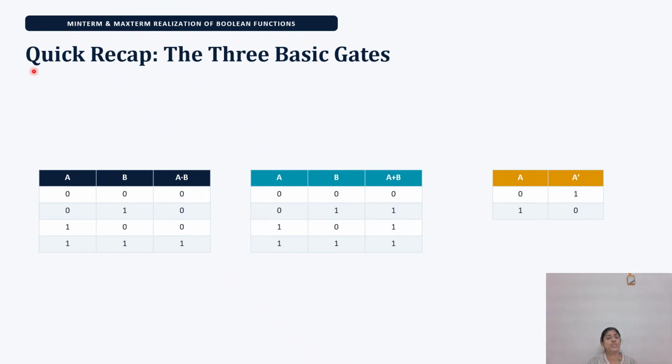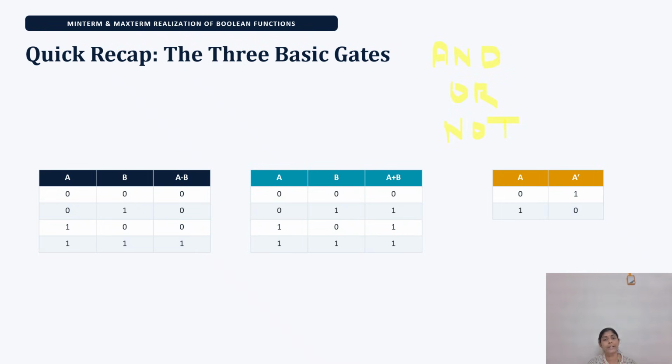Okay, right. A quick recap of the 3 basic gates. You already know there are 3 basic gates. What are your 3 basic gates? One is your AND gate. Another is your OR gate. And another is your NOT gate. So these are the 3 basic gates, right?